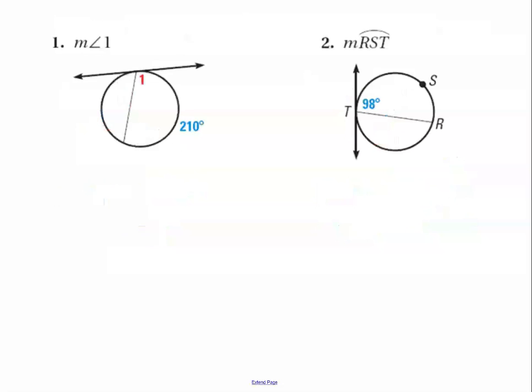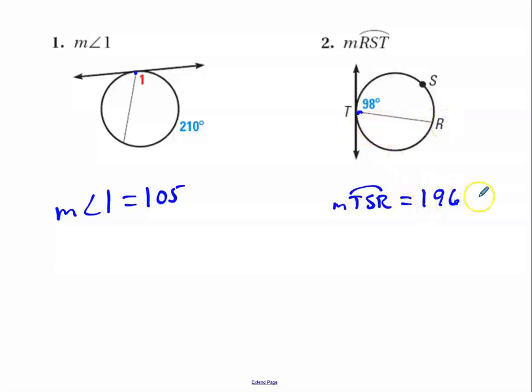All right, again, these two have the vertex on the circle. So here we're looking for the angle. So the angle is half the arc. The measure of angle 1 would be 105. Here we're given the angle and we're looking for the arc, so the measure of arc TSR is going to be 98 times 2, which is 196.